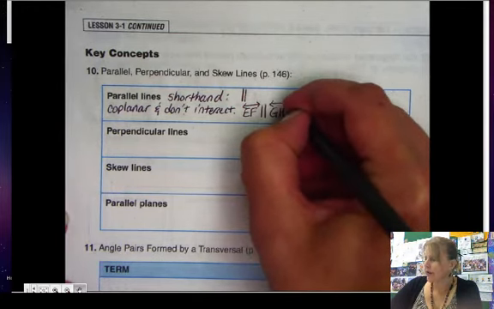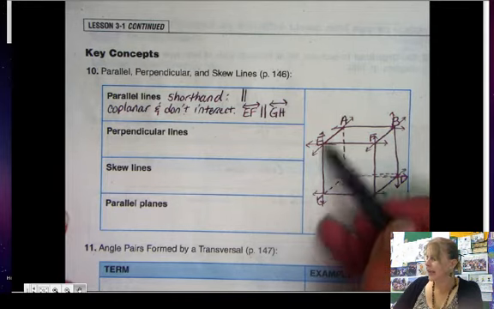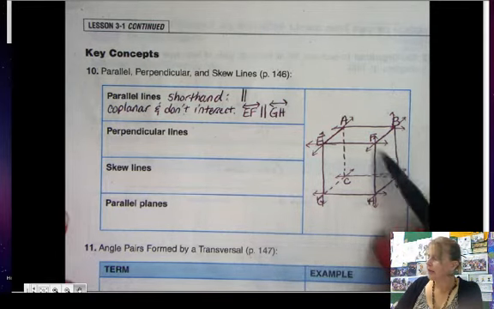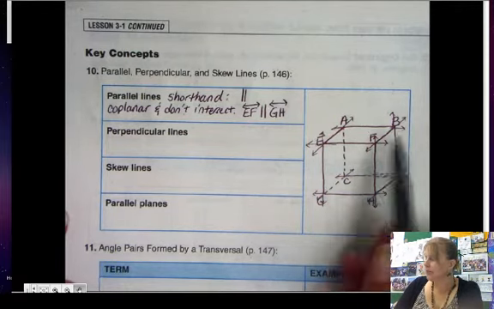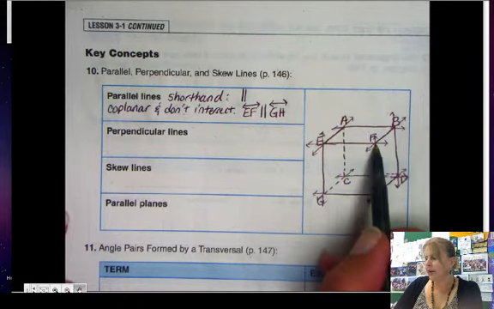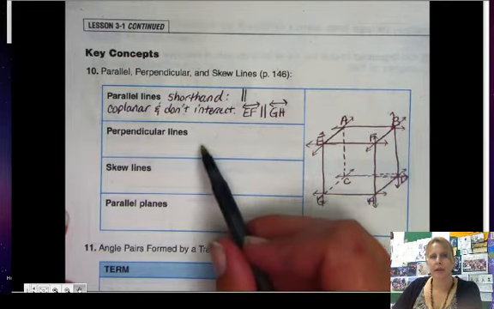Now, are there more parallel lines? Absolutely. There are tons of them. AE and FB are parallel. FB and GC are parallel. CD and EF are parallel. There are a lot of them, and I just named a few.